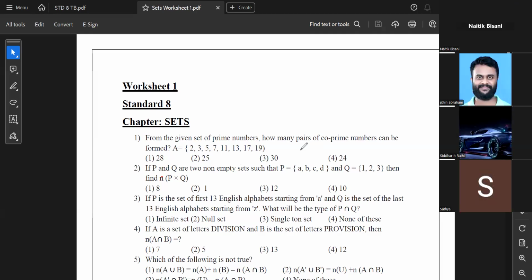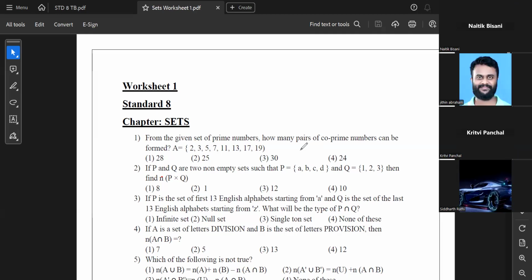Yes, Naitik. Maybe, sir, number of elements. I think the number of elements of P into number of elements of Q. So number of elements of P is 4 and number of elements of Q is 3. So I think it's 4 into 3, 12. Okay, very good. So it's basically that only.